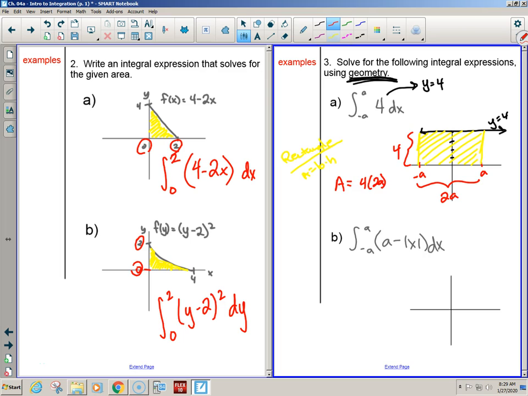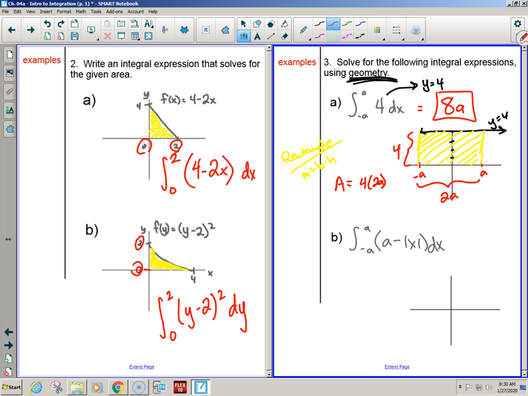So then therefore, what's my definite integral? 8a. Always? Always. For the integral of 4, from any negative to positive, exact same number. And it's a rectangle. It's always going to have a base of 2a.